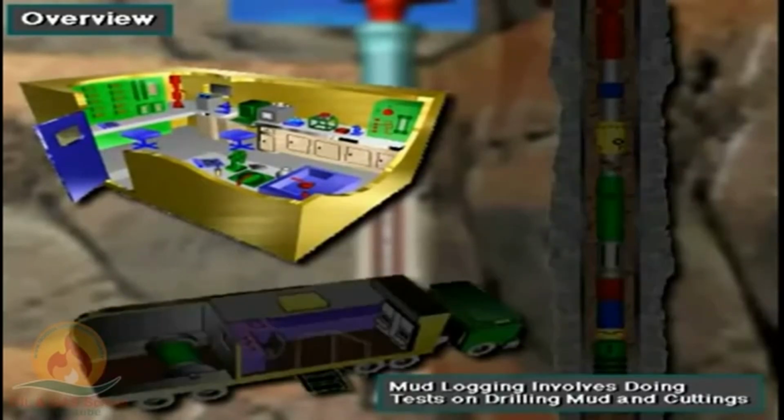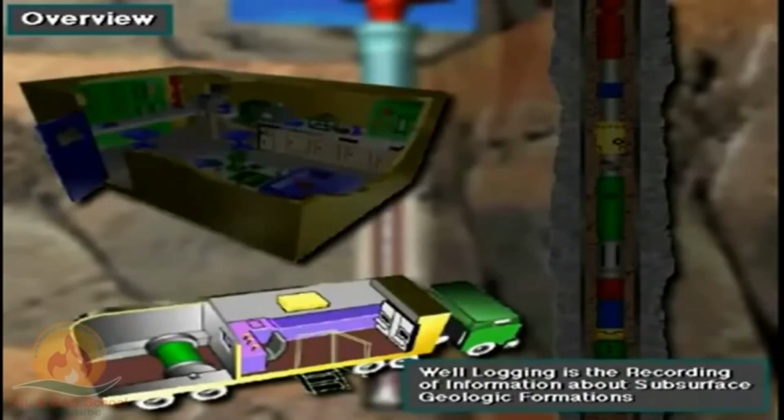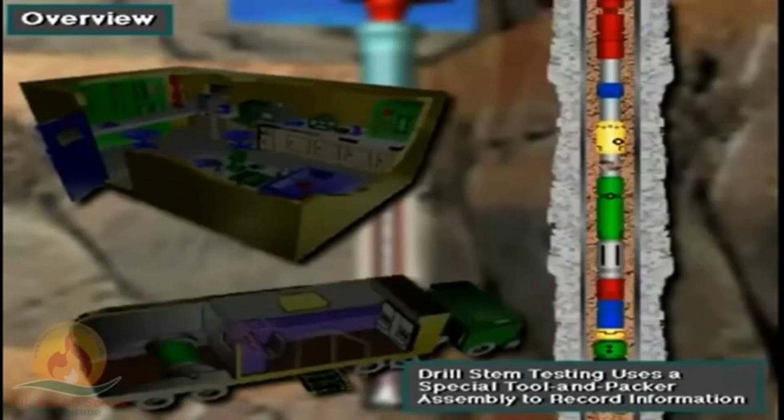Mud logging involves doing tests on the drilling mud and cuttings circulated out of the hole. Well logging is the recording of information about subsurface geologic formations. Drill stem testing is a way to test a formation using the drill stem. A special tool and packer assembly installed in the drill stem records downhole pressures and temperatures and retrieves fluid samples.